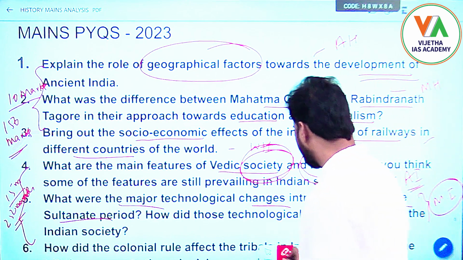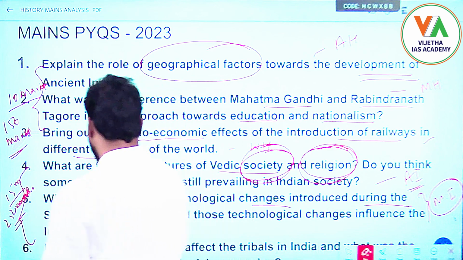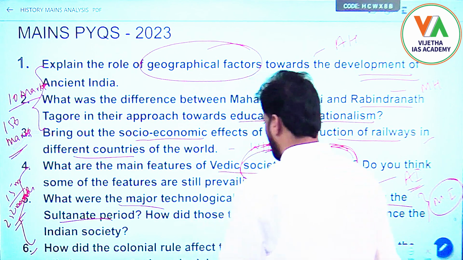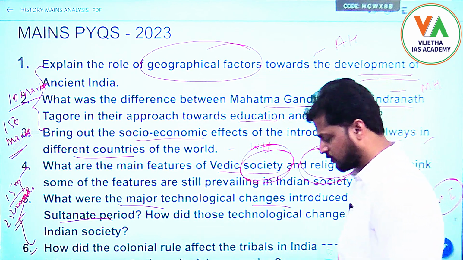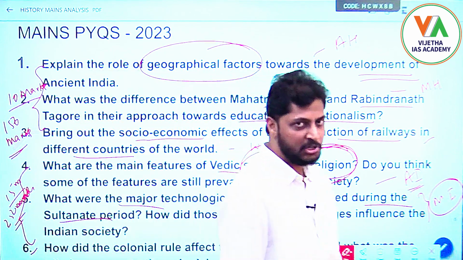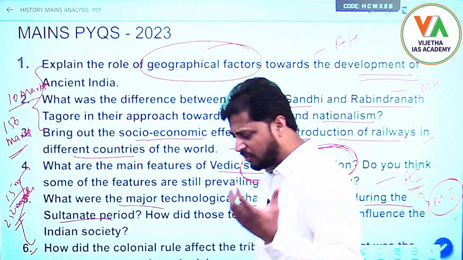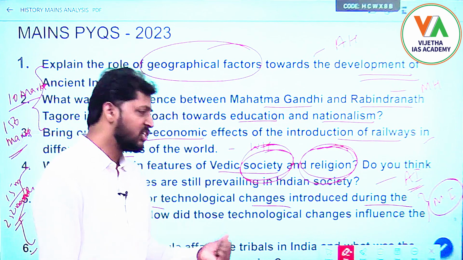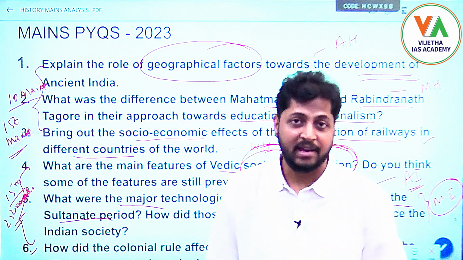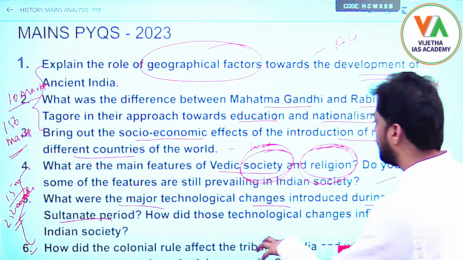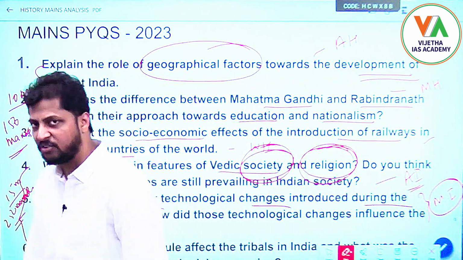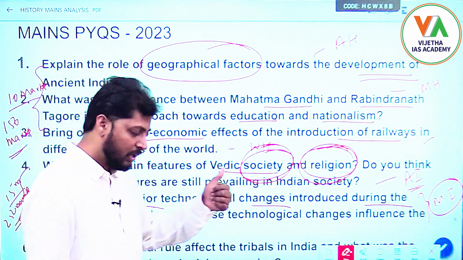Similarly, the last question you can see here: how did colonial rule affect the tribals in India and what was the tribal response to colonial oppression? This is specifically about the impact of British expansion on the tribal population. They were greatly impacted with respect to their cultural practices, intrusion into their tribal life, as well as damage to agricultural practices, right? So you have to address these aspects. Majorly, these are the 6 questions that were asked in 2023 from the history section in GS1.